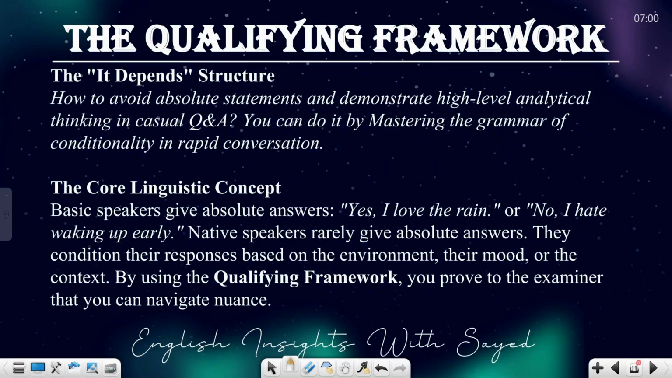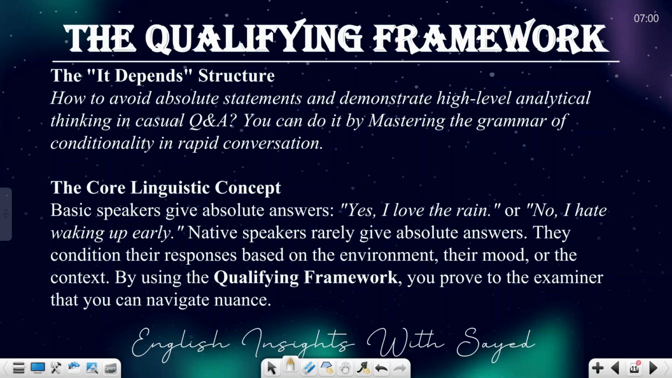Right? Okay. So the it depends structure. How to avoid absolute statements and demonstrate high-level analytical thinking in casual Q&A, question and answer. You can do it by mastering the grammar of conditionality in rapid conversation. The core linguistic concept, try to understand that first. Basic speakers give absolute answers. Yes, I love the rain.